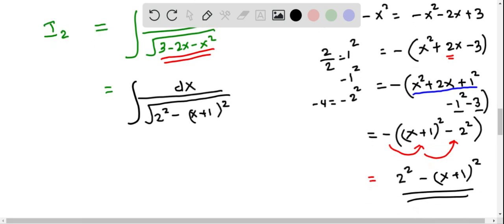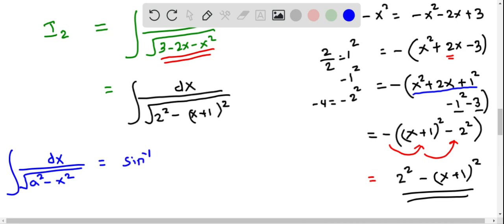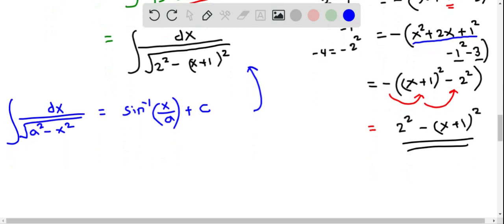Now this is in the form of integration of a particular function, which means we can apply the formula. We have the formula: the integral of dx over the square root of a squared minus x squared. When we integrate this, the formula is sine inverse of x over a plus the constant of integration c. So we can apply this formula over here. Before that, we could also make a substitution so that it gets into this form.